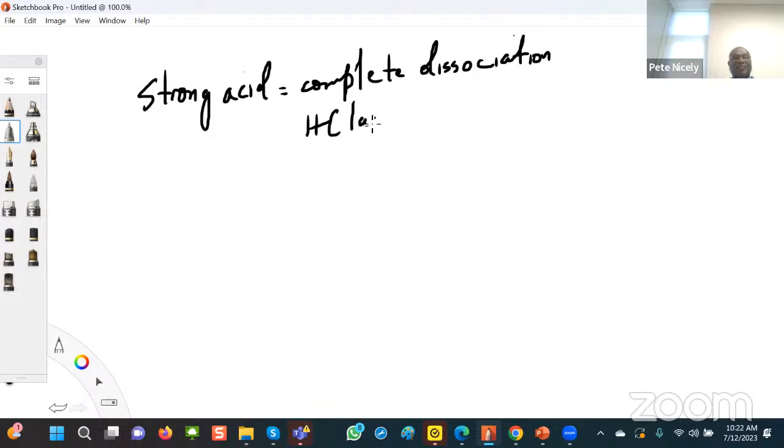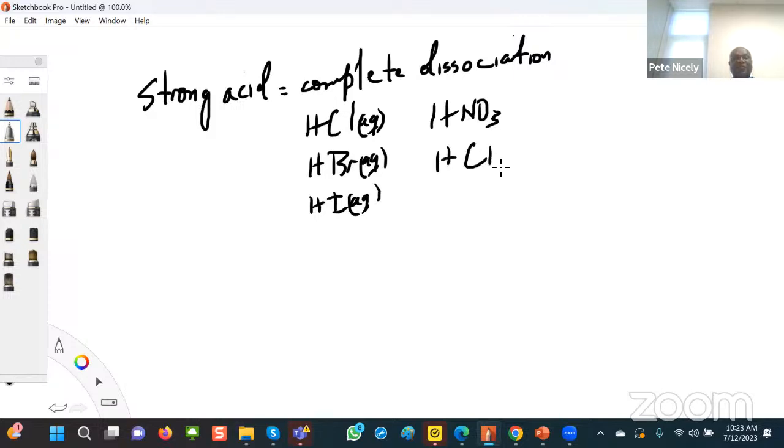Hydrochloric acid, hydrobromic acid, hydroiodic acid, nitric acid, what's the other one? Perchloric acid. And the last one is sulfuric acid. And let me just say something about sulfuric acid, which is a bit unique among these acids.